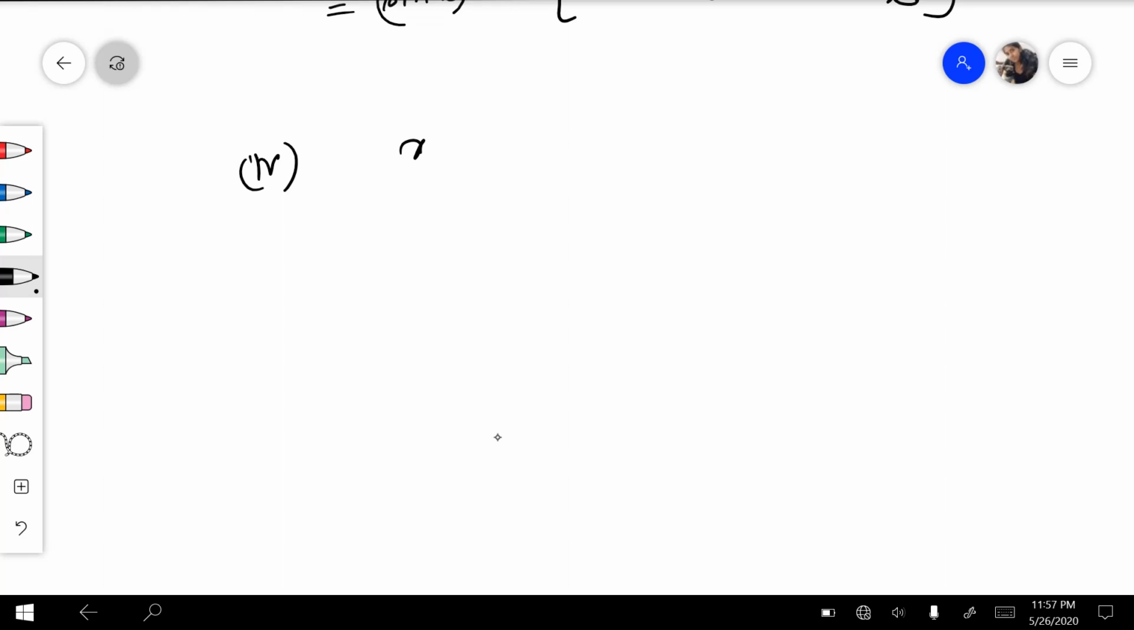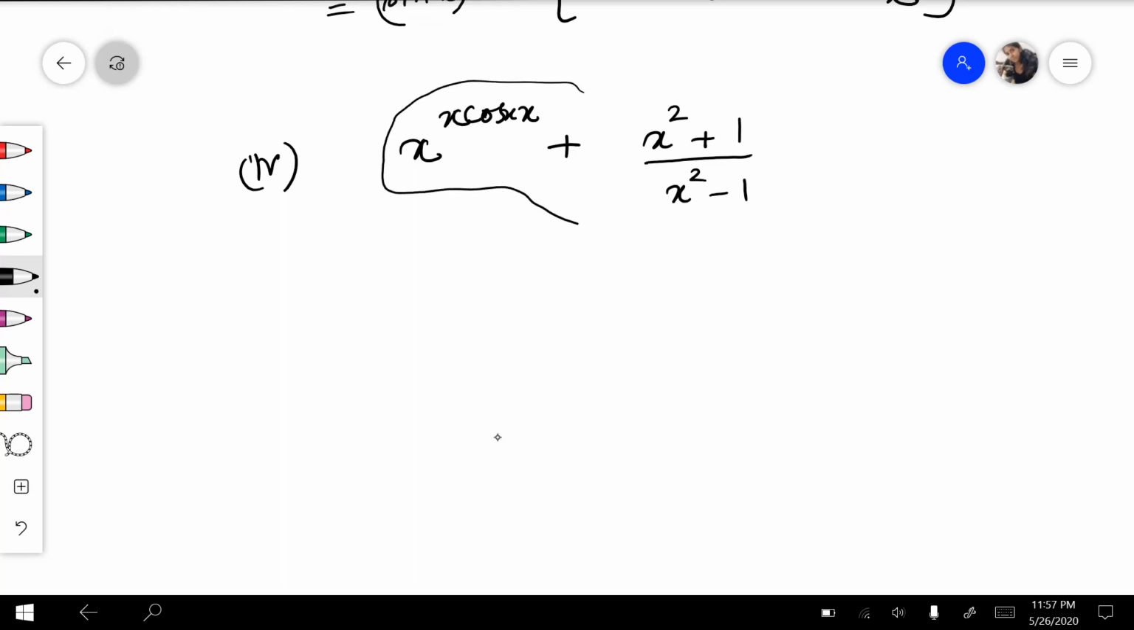This is x raised to power x cos of x plus x square plus 1 upon x square minus 1. As I discussed with you earlier, log is not applicable to the sum of functions or sum of numbers. Log is applied when we have a product, a function raised to power function, or a quotient. Whenever we have a difference or sum of two functions, then directly log is not applicable. So how to solve this problem?